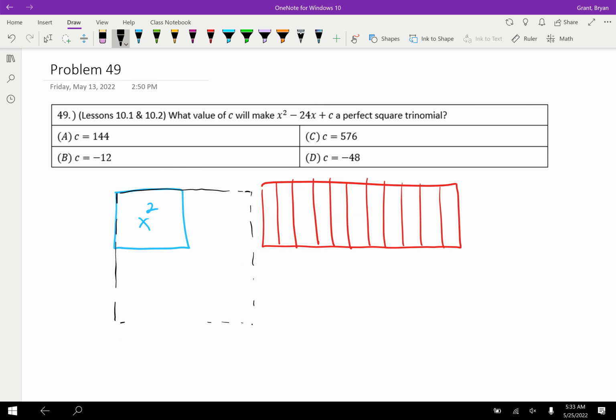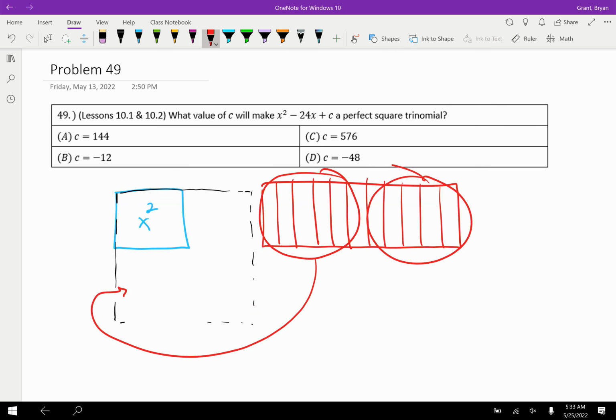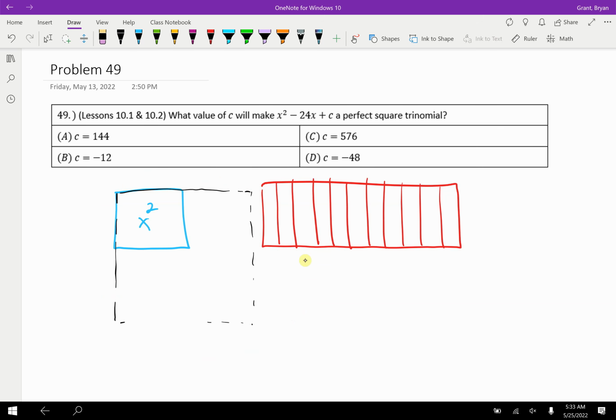Just like every time we do algebra tiles, we're going to have to take some number of my x's and put them on this side of the x squared, and some number of x's and put them on this side. Now, in order to make this side equal to this side, we need the same number of x's. So what do we have to do with our total number of x's? We have to split it in half.